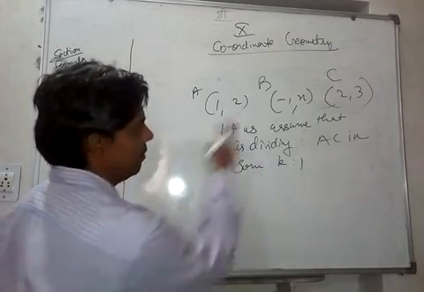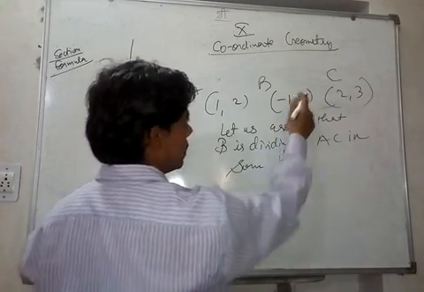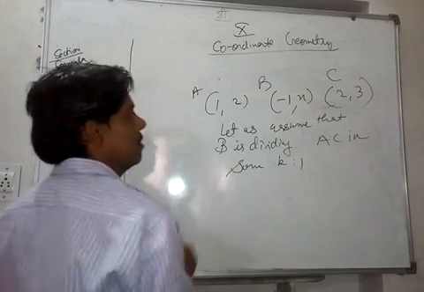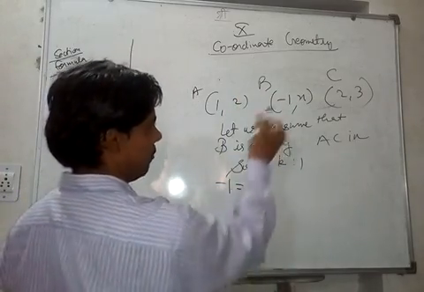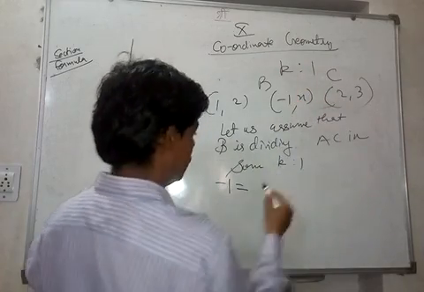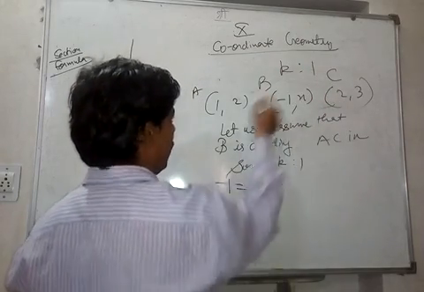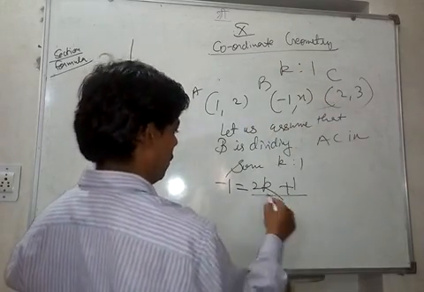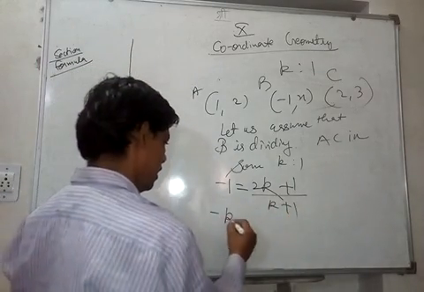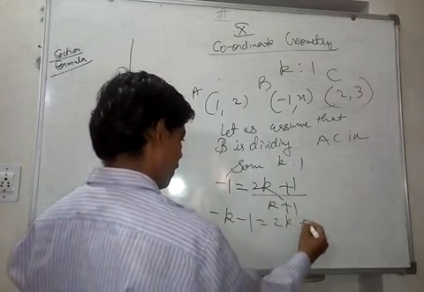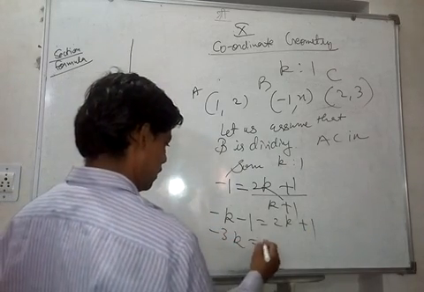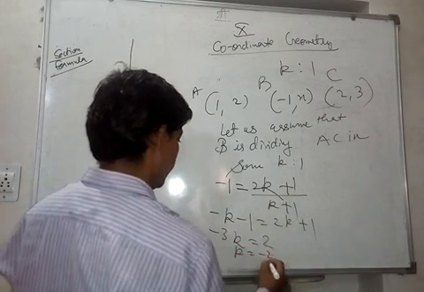So what is the value of k? You look at the x coordinate. Remember, they have deliberately given x in the y place. So minus 1 is equal to, this is for the x coordinate, and the ratio is k is to 1, so k into 2, 2k, plus 1 into 1, upon k plus 1. Now cross multiply: minus k minus 1 equals 2k plus 1. So this will give us what? Minus 3k is equal to 2. k is equal to minus 2 by 3.